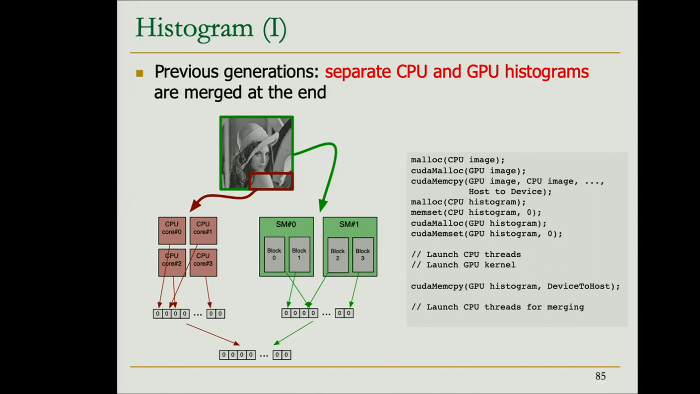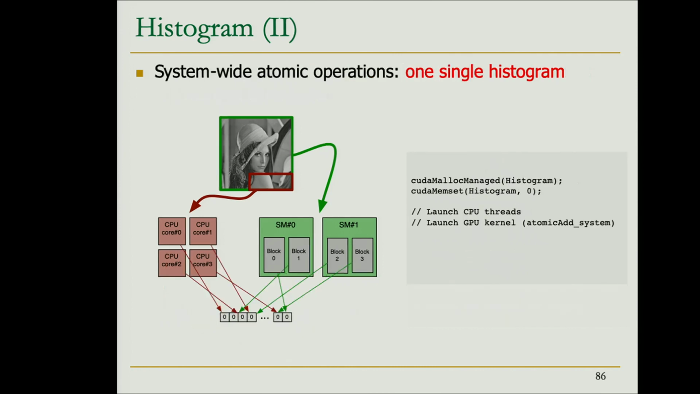This is a histogram calculation for an image. So I assign part of the image. This would be the traditional thing. In the traditional thing, I need to assign part of the image to the CPU, part of the image to the GPU. Each of them has its own subhistogram, and finally I need to merge them or reduce them. This can be fine, but it's a little bit more complex to program.